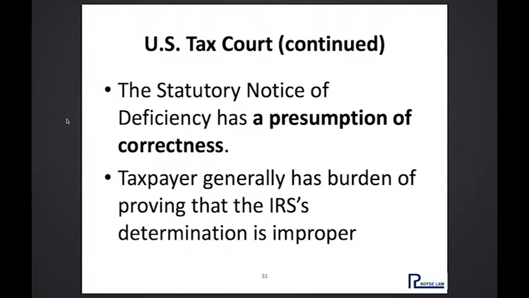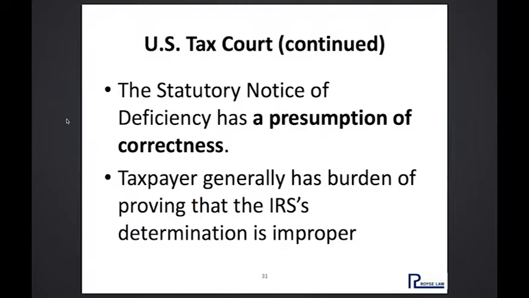Okay. Now, in going with the U.S. Tax Court route, it's important to remember that the statutory notice of deficiency or 90-day letter has a presumption of correctness. So the taxpayer generally has the burden of proving that the IRS's determination in that notice of deficiency is improper. And so the taxpayer generally has the burden of proof. This means that if the taxpayer and the IRS go into tax court with nothing, the IRS wins.